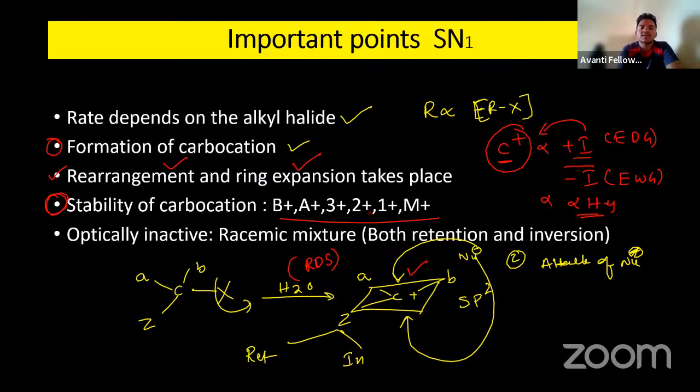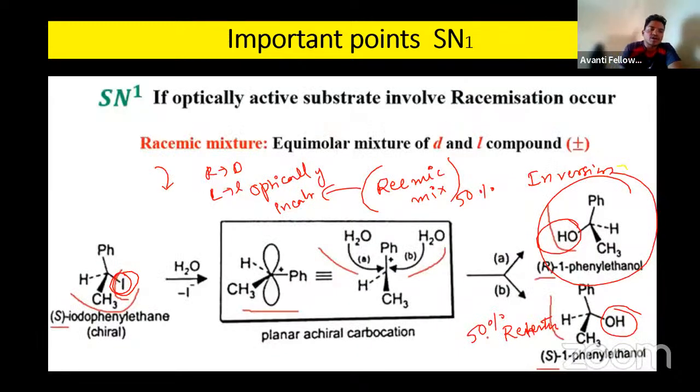What are B plus, A plus, 3 plus, 2 plus, and 1 plus? Now, let me draw something so that it will be useful for you all. The question is, how can an SN1 reaction be determined? That is the biggest question, right? How will we determine SN1?